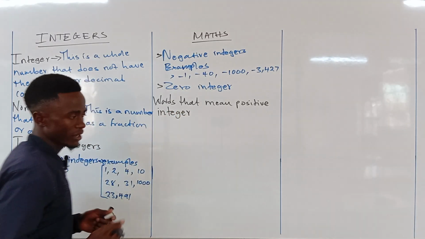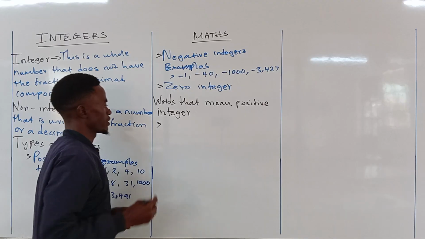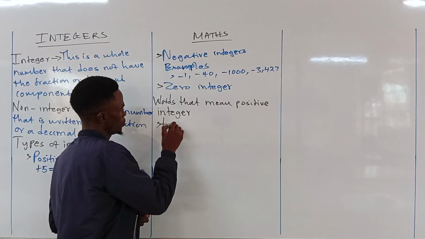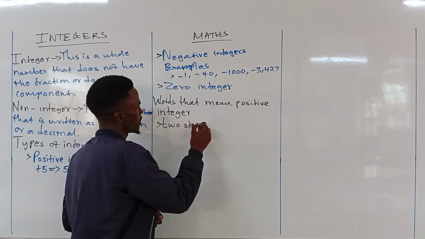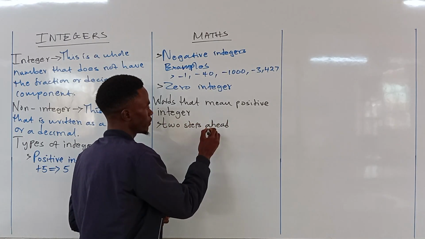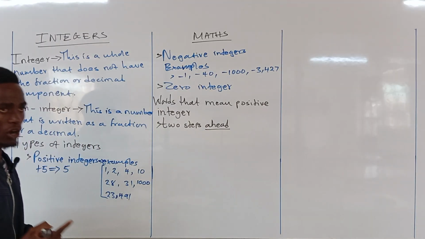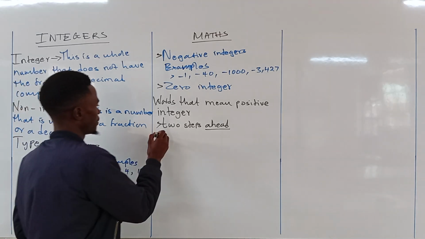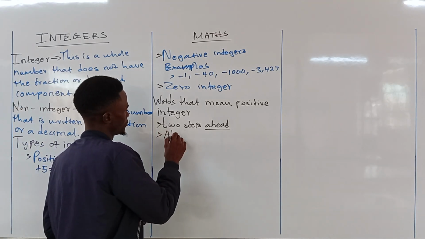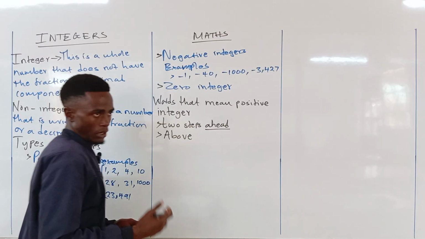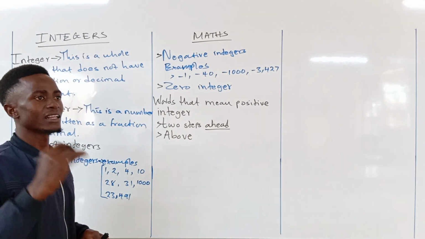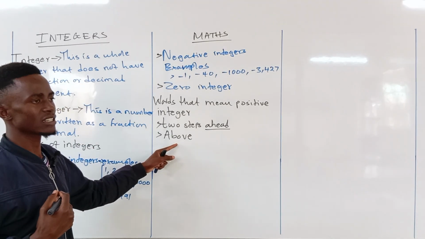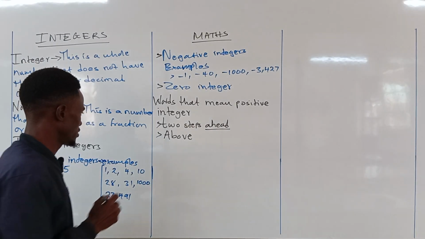So in this case, we have words such as 2 steps ahead. The word ahead here means that we are going towards the front, that is, to the positive side. Another one we can talk about is above. For example, the aeroplane is 35 meters above sea level. Above means that 35 is going to be positive.